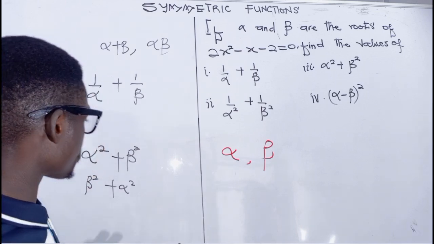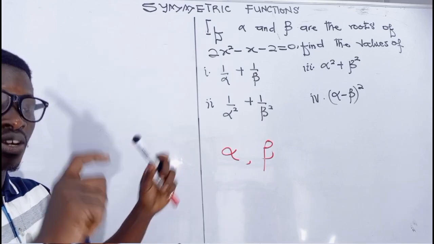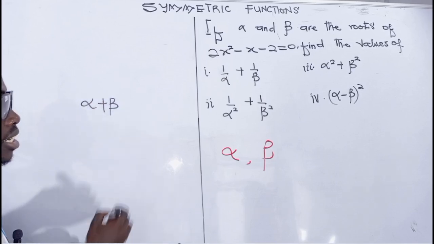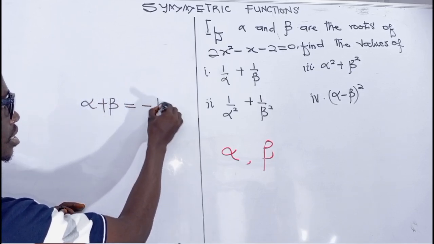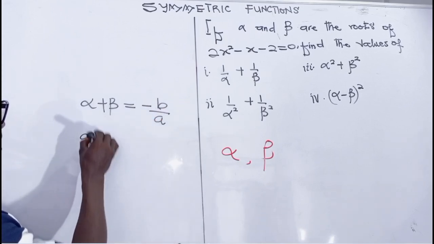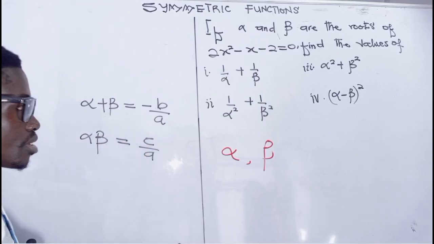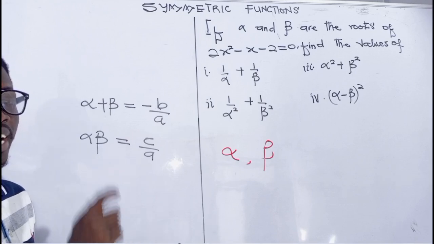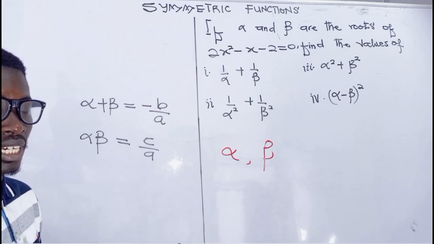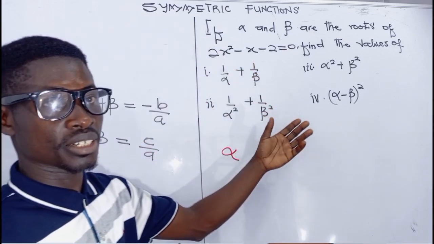In our previous lesson, we were able to establish that if alpha and beta are the roots of a quadratic equation, then the sum of these roots, alpha plus beta, is the same as minus b all over a. And then the product of the roots, alpha beta, is the same as c all over a, where a and b are the coefficients of x squared and x respectively, and c is the constant of the quadratic equation. So you are going to base on this concept to find the values of these symmetric functions.